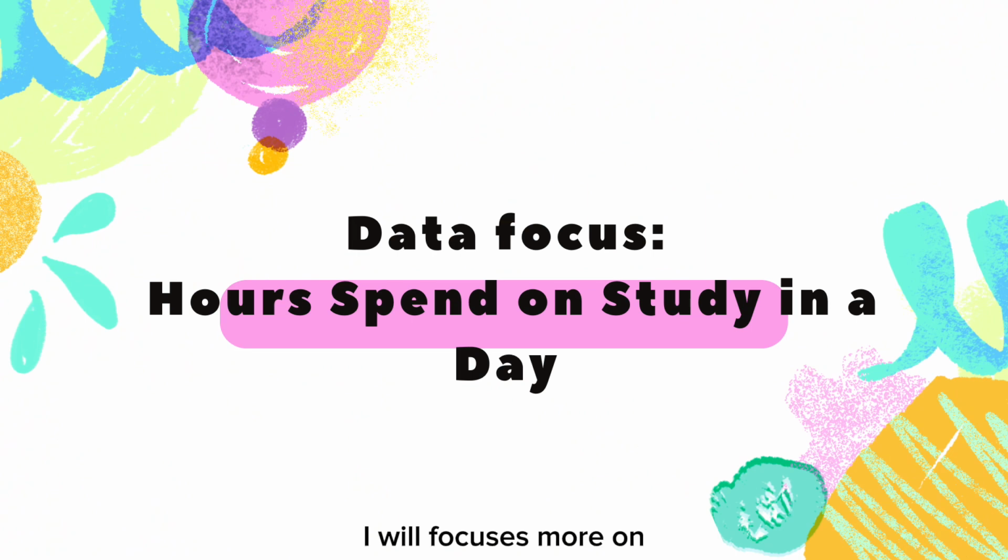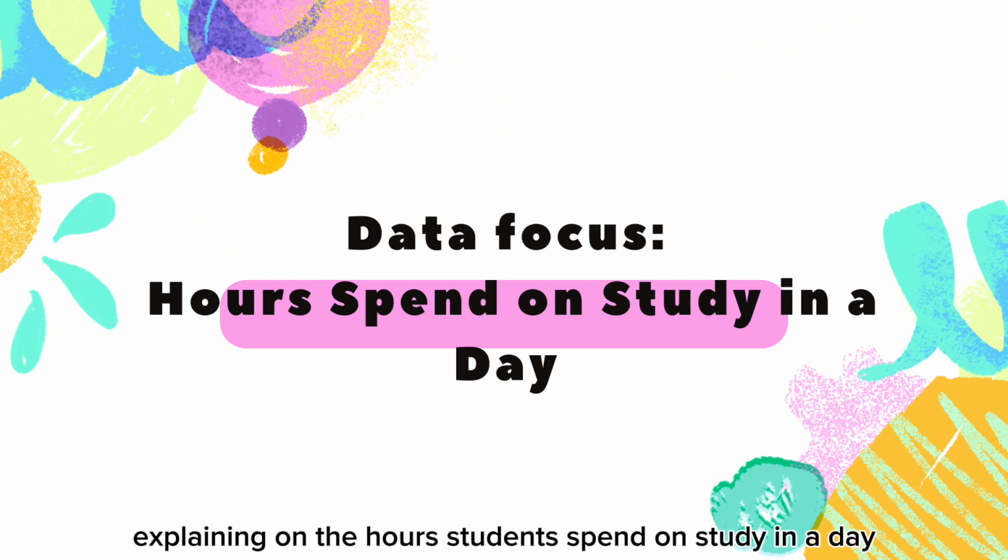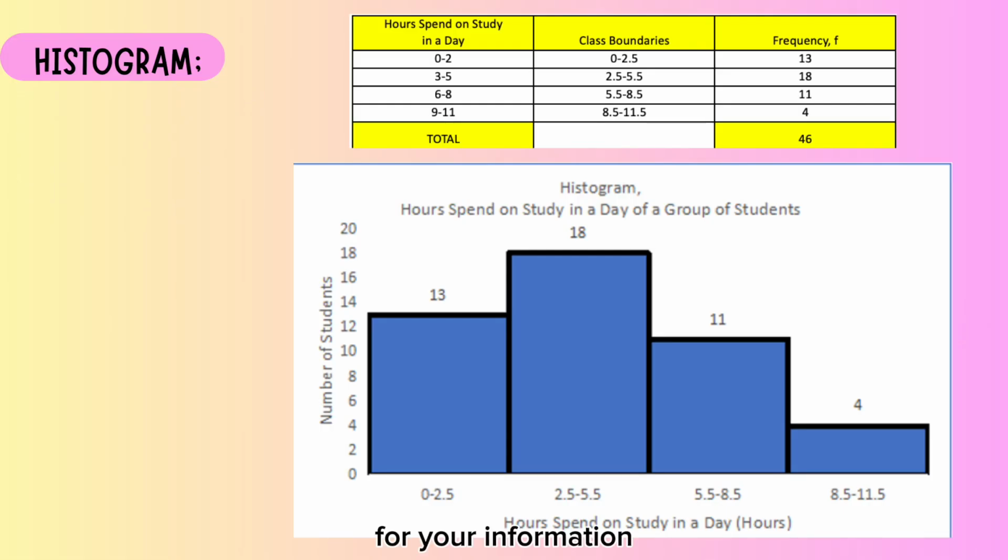Before that, I will focus more on explaining on the hours students spend on study in a day. For your information, all our timetable was being made with a 6 or 7 class interval. This class interval was determined using the Sturge rule, which is k equal to 1 plus 3.3 log n.